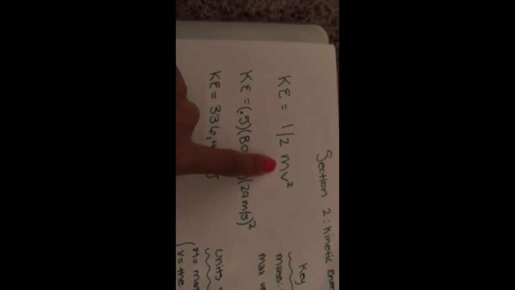Section 2, kinetic energy. The formula for kinetic energy is 1/2 times mass times velocity squared. So 1.5 times 800 kilograms times 29 meters per second squared is 3,600,400 joules. The key info for this is mass, which is 800 kilograms, and the max velocity, which is 29 meters per second.